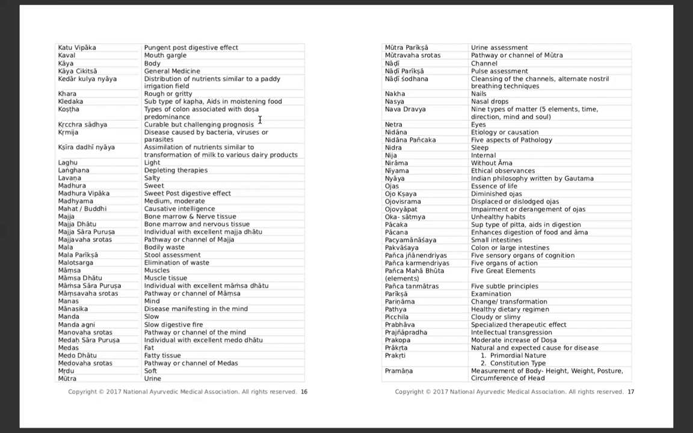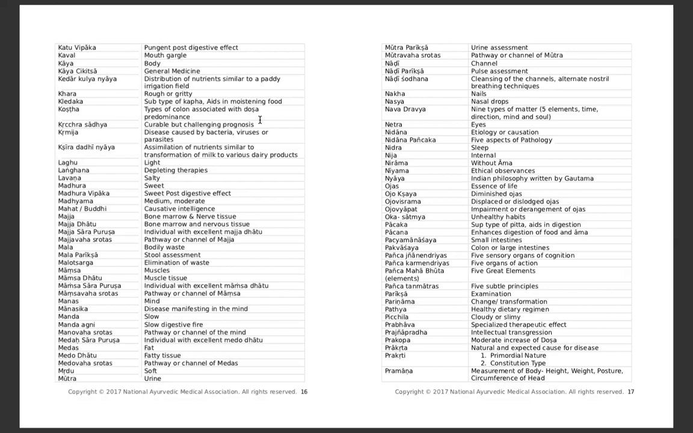Nasya, nasal drops. Nava dravya. Nava is 9. Dravya is 5 types of matter. Let's see. Netra is eyes. Netra, because they literally lead you. Ni means to lead. So netra are those sense organs that lead you from one place to another. Very interesting etymology. Netra. Nidana, etiology or causation. Nidana panchaka, the 5 aspects of pathology. Nidra is sleep. That should be nidra with a line over the top. Nija is internal. Nirama is without ama. Niyama is ethical observances.